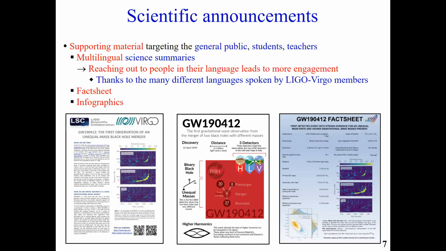Okay, we are also targeting students and teachers. So we do what we call science summaries for each important article, and we do that multilingual because, as you know, if we can reach out to people in their language, that helps a lot. And we use really the diversity of the collaborations to get as many languages as possible, including some Native American languages. And so you have an example of the first page of one of these science summaries on the left side. And we try to accompany that with a fact sheet, basically a summary of the key numbers for a given result. And we also try to make some basic infographics, as you can see in the video.